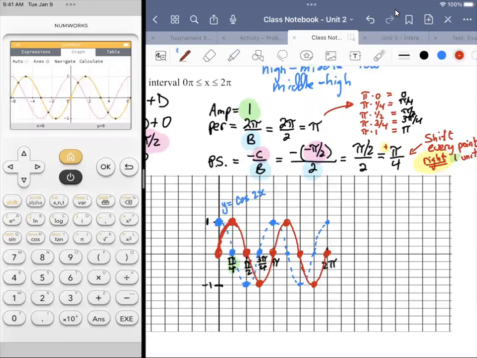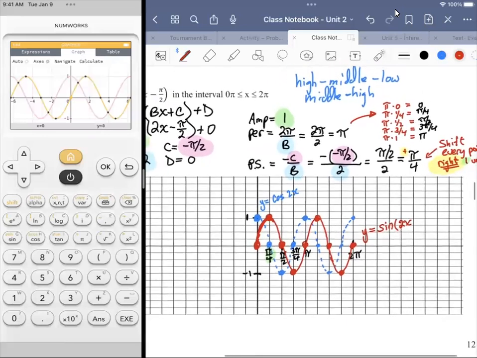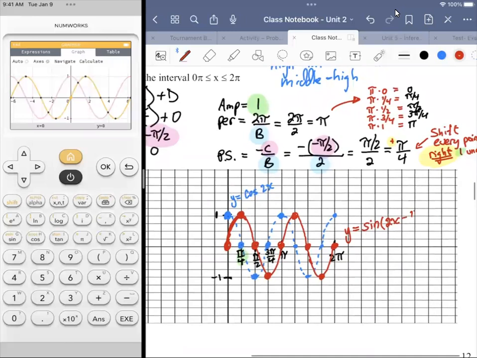And now we have one full, turns out it's a sine wave, right? By shifting it over pi over 4 units, if the new graph is starting off at the origin, then it must be the equivalent of a sine wave. All right. So we just graphed y equals sine of 2x minus pi over 2.